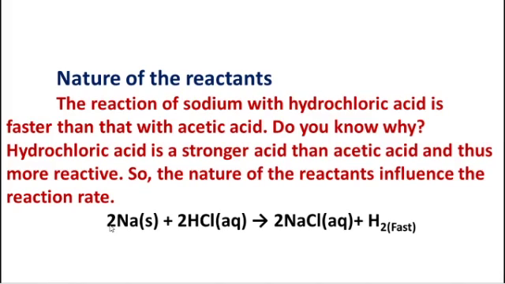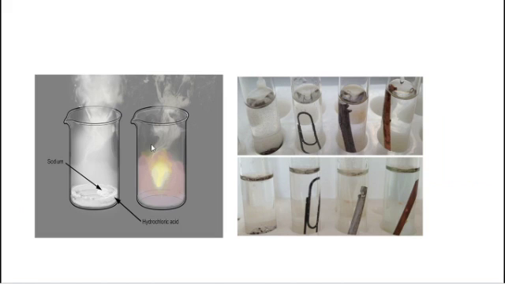See the reaction: 2Na plus 2HCl gives 2NaCl plus H2. So more hydrogen gas is liberated in this reaction. So this is the fast reaction. From this, it is confirmed that the nature of the reactant also influences the chemical reaction rate.